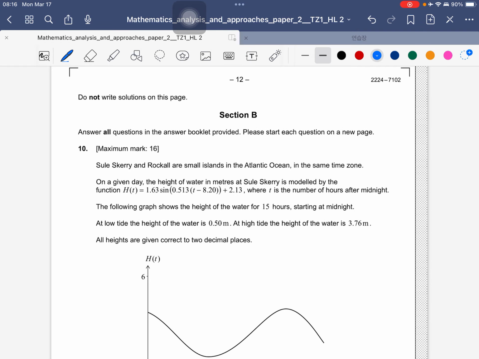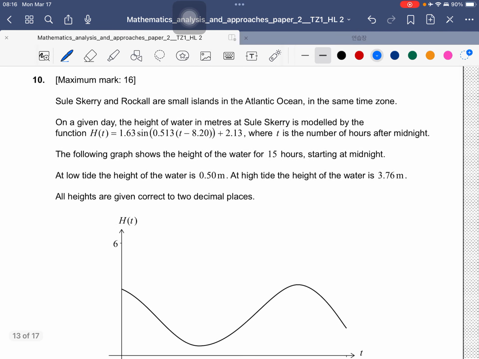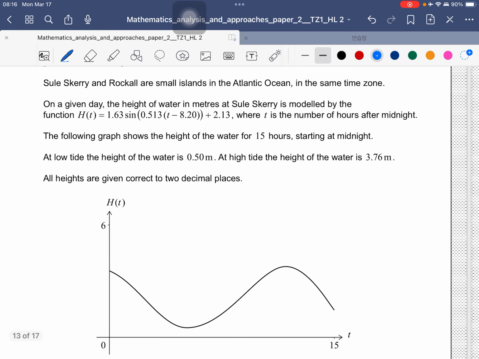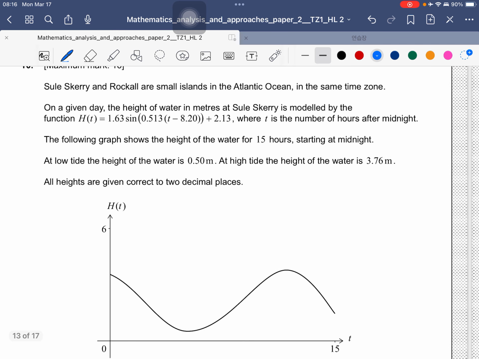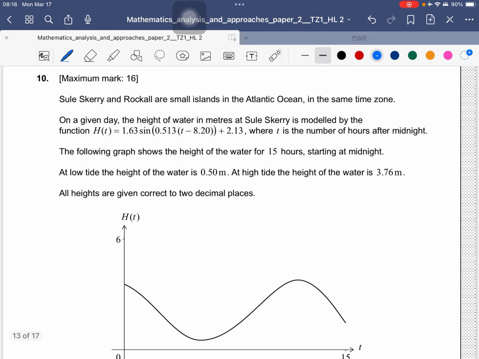Okay, section B. Question number 10. Maximum mark 16. Suruscary and Rockall are small islands in the Atlantic Ocean in the same time zone. On a given day, the height of the water in meters in Suruscary is modeled by the function like this. As you see, it's a sinusoidal function, a periodic function, where t is the number of hours after midnight.